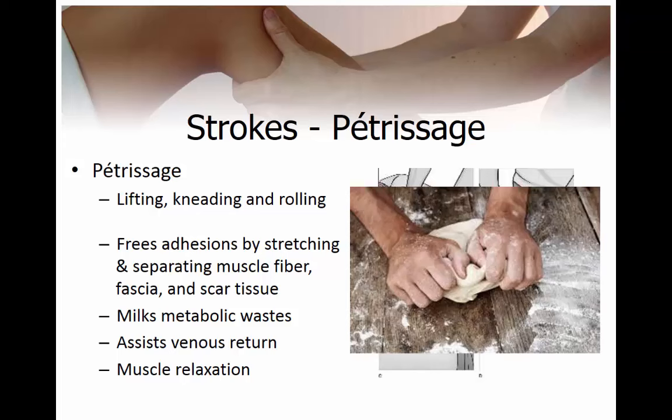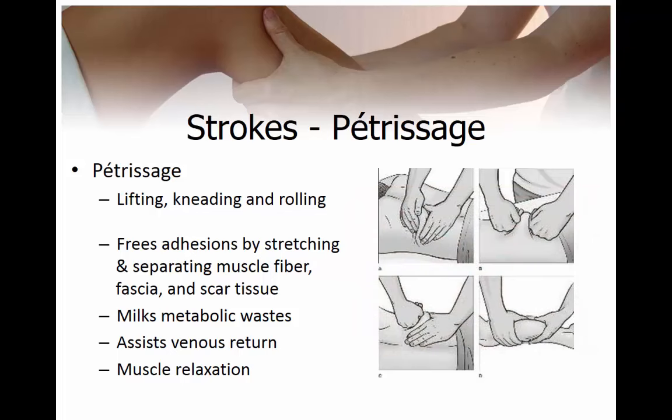Pétrissage is similar to kneading dough. Pétrissage is the lifting, kneading, and rolling of the skin, subcutaneous tissue, and the muscle with the fingers or the hands. This stroke is similar to myofascial skin rolling, but pétrissage targets the underlying muscle and is particularly useful in the superficial, mobile muscles such as the upper trapezius and the forearm muscles.